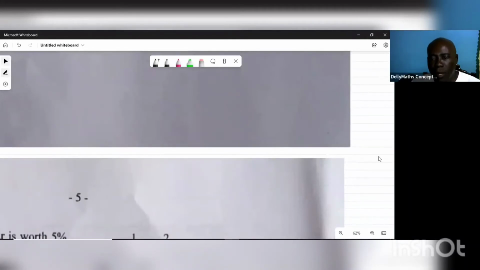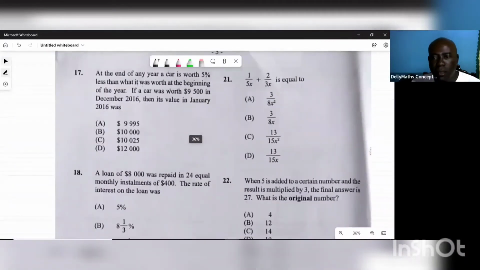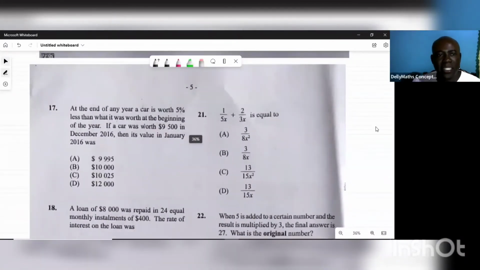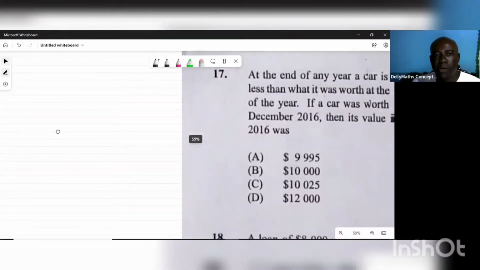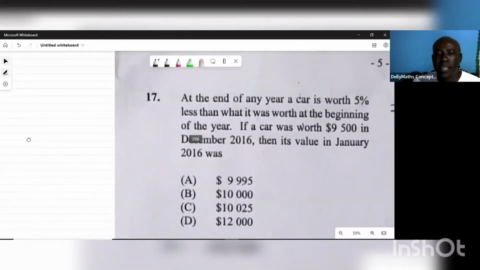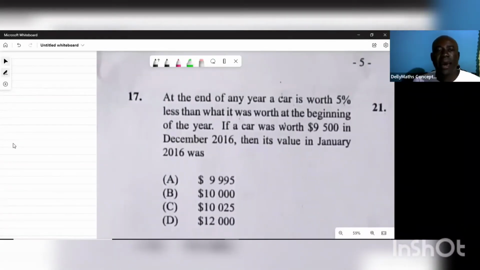All right, let's go on the other sheet. So we're at question 17. Let me go to this side, put the 17 over there, and then blow it up here. Question 17 says, at the end of any year, a car is worth 5% less than what it's worth at the beginning of the year. So this is the context we're working in now.